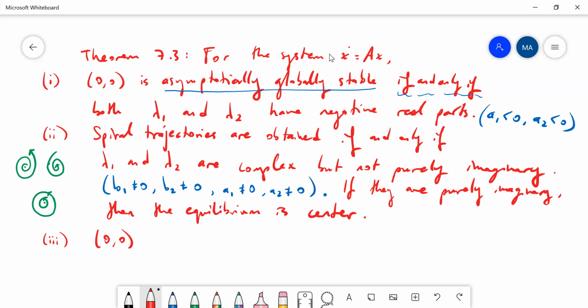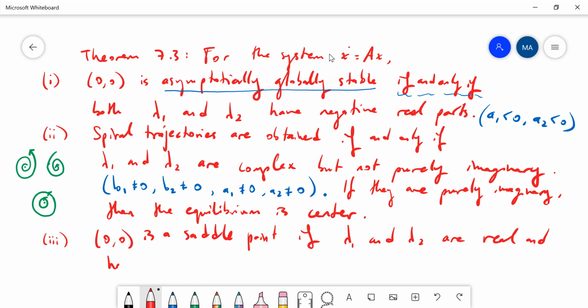So 3, 0, 0 is a saddle point if lambda 1 and lambda 2 are real and have opposite signs. Okay, so we require if lambda i is greater than 0, lambda j should be less than 0, where both lambda i and lambda j are real. Okay? In that case, it's a saddle point.